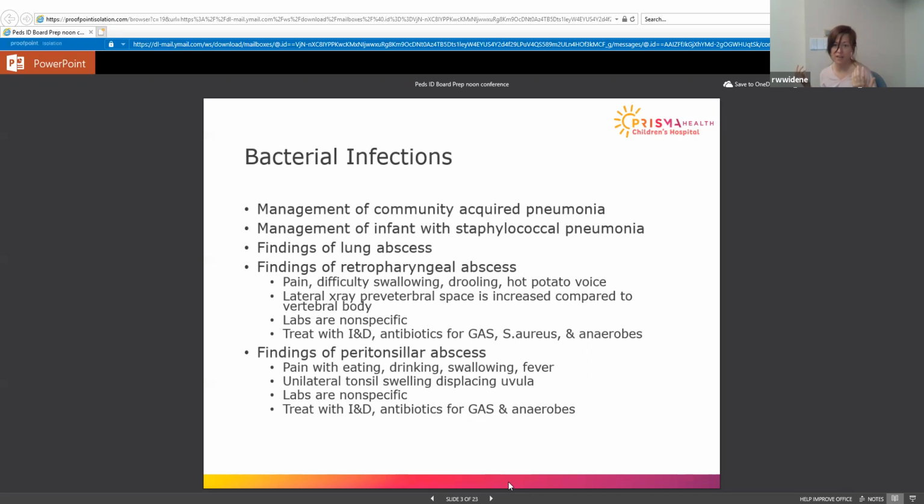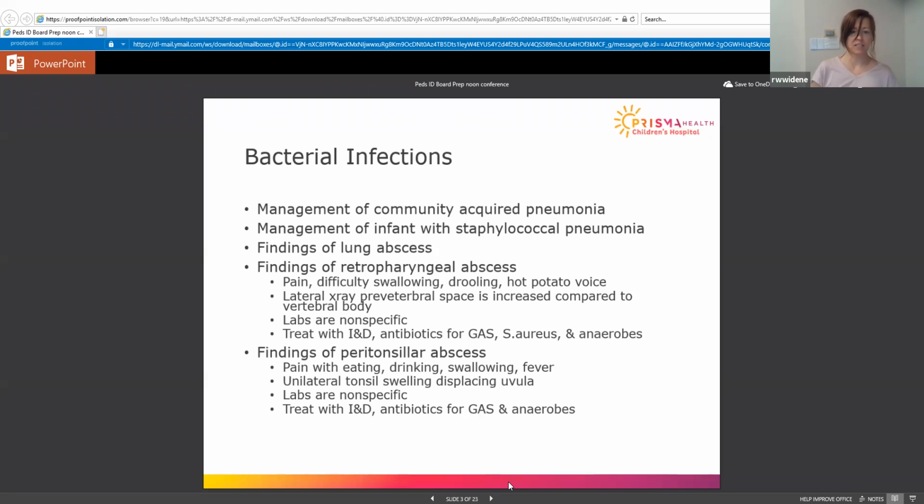Management of infant with staph pneumonia, y'all probably have that down. Clinically, you can discern staph on your MRSA nasal swab PCR, and then you can treat that with vancomycin. You can treat that with linezolid. You do not treat that with daptomycin. Do y'all know why? Yes, it is inactivated by surfactant. So dapto is not a good drug for any lung pathology.